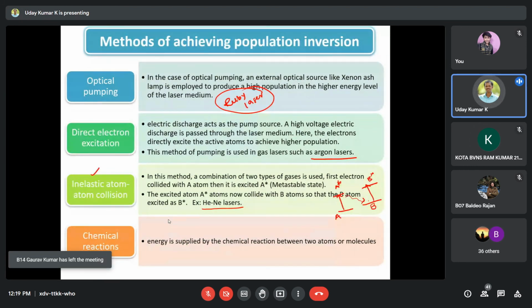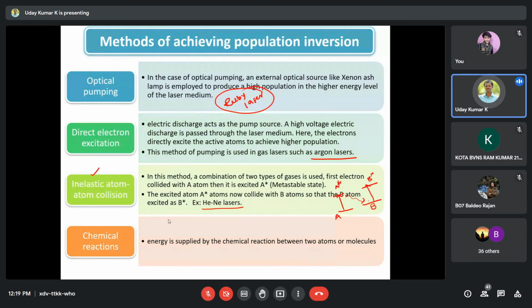Now there are other reactions where the moment you mix two chemicals, energy will be released. That is called an exothermic reaction. Okay? So endothermic and exothermic, remember that. So energy is supplied by the chemical reaction between two or more atoms. Okay, so that is what it is.